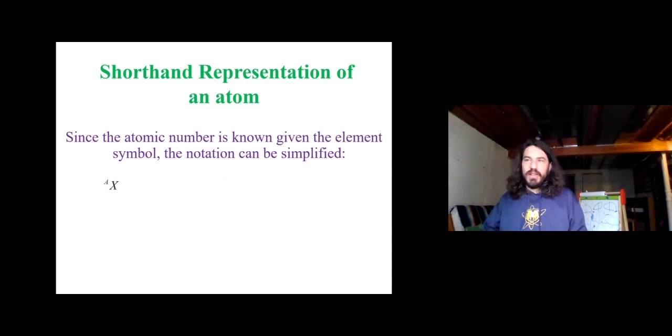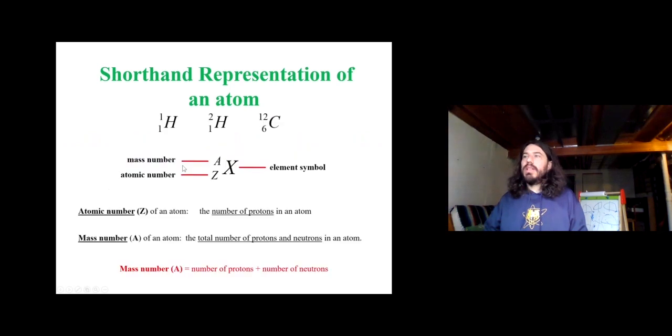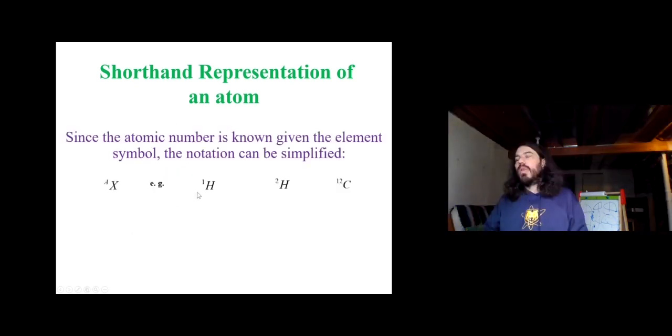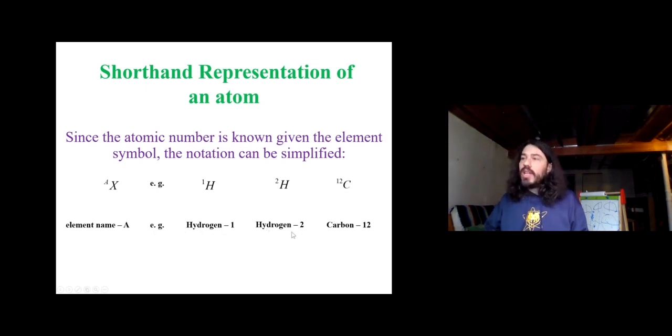Now you can simplify this a little bit. Because again, this number right here is the atomic number, and we already know that if we know what the element is. So we can simplify this a little bit. For example, this was hydrogen 1, this is hydrogen 2, and this is carbon 12. We would write this as hydrogen-1, hydrogen-2, and carbon-12. Now be careful. This does not mean hydrogen -1. That would describe an ion, which is a charged atom.